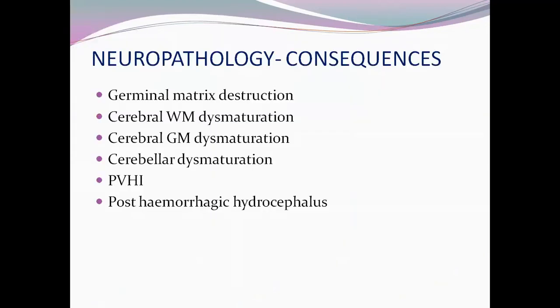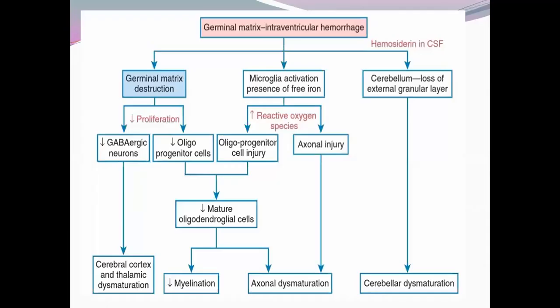And the consequences of this intraventricular hemorrhage have been studied extensively, and they have found that the germinal matrix is destroyed, and there is dysmaturation of the cerebral white matter, cerebral gray matter, and cerebellum, as the matrix contains the neuronal precursors. And there is also one entity called periventricular hemorrhagic infarction, which we'll be discussing, and post-hemorrhagic hydrocephalus. So the germinal matrix hemorrhage causes germinal matrix destruction, thereby leading to reduced proliferation of the precursors, resulting in cerebral cortex and thalamic dysmaturation.